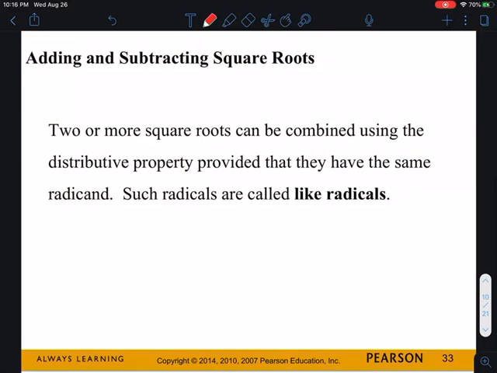What happens if we had to do some addition and subtraction with square roots? So 2 or more square roots can be combined using the distributive property, provided that they have the same radicand. Radicand meaning the same number on the inside of that square root symbol. Such radicals are called like radicals.